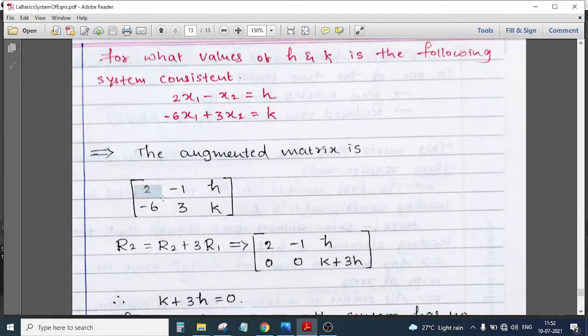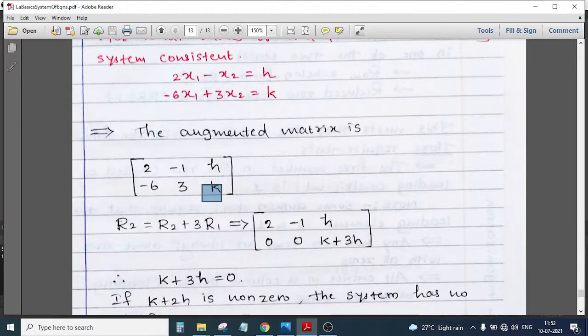Okay. So 2 minus 1 is equal to h. So 2 minus 1 is the coefficient here, which is equal to h. So minus 6 plus 3 is equal to k. Okay. So the first operation, we should eliminate the terms as usual. So R2 is equal to R2 plus 3R1. Let us do this operation now. The second R2 is this equation. So R2 will keep as it is. We will do 3R1.